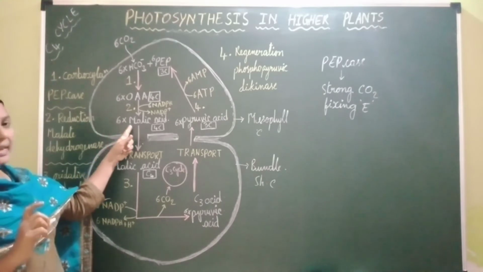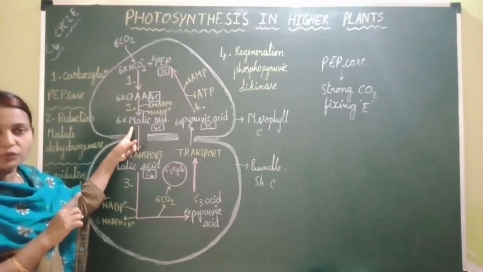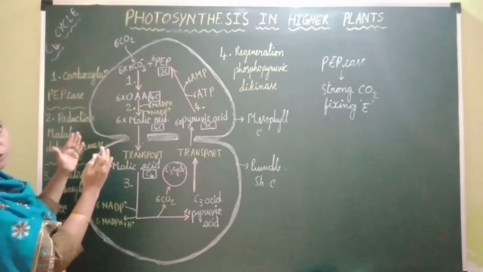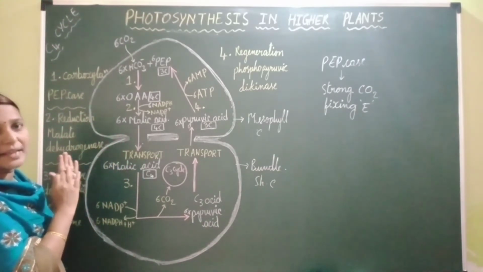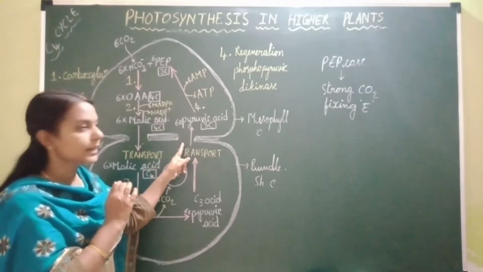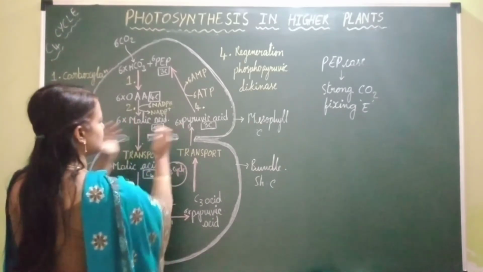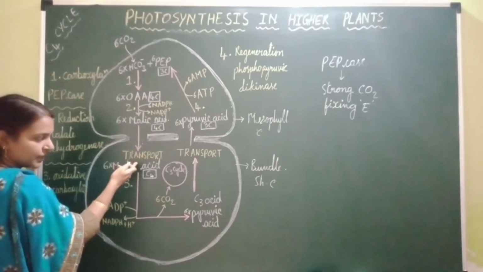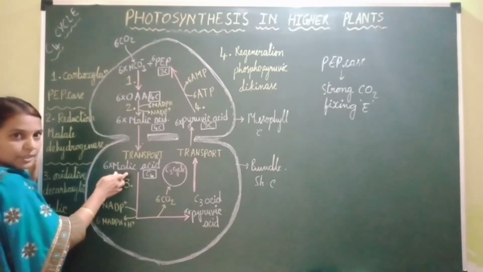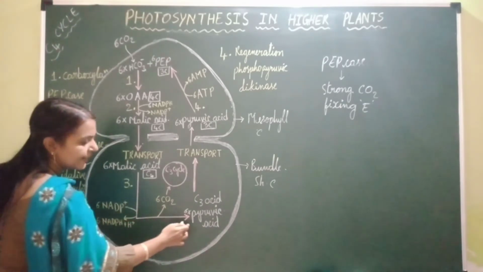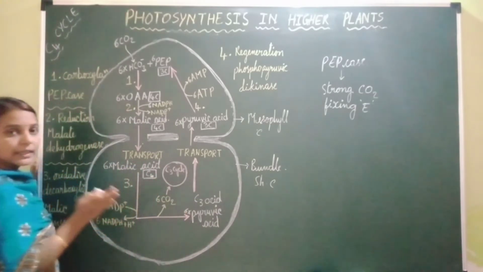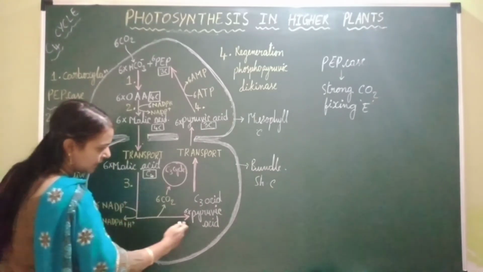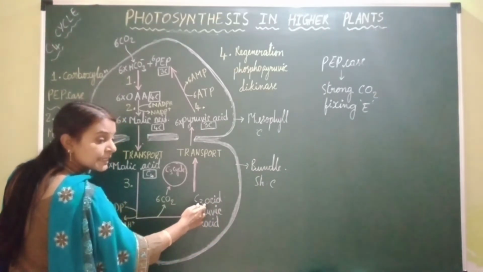Now this malic acid, which is formed inside the mesophyll cell, is transported into the bundle sheath cell. Both the bundle sheath cell and the mesophyll cell are connected together with cytoplasmic connections, that is plasmodesmatal connections. These gaps are plasmodesmatal connections. Through this plasmodesmatal connection, malic acid is transported into the bundle sheath cell. Inside the bundle sheath cell, this malic acid undergoes oxidative decarboxylation. That means oxidation is taking place and decarboxylation is taking place. So it undergoes oxidative decarboxylation into pyruvic acid, which is a C3 acid.